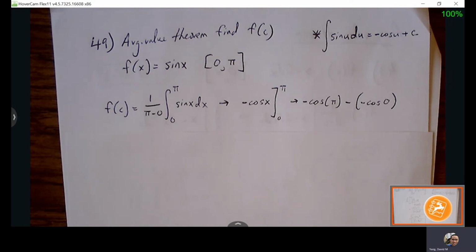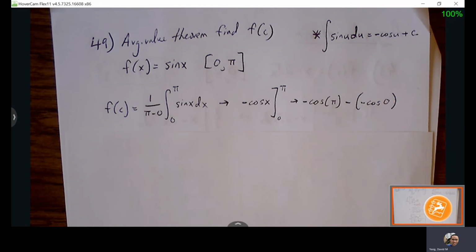Okay, here's the setup. Sine becomes negative cosine. Then you plug in the upper bound followed by the lower bound, right? You don't involve the 0 and pi into sine. You've got to take care of sine first before the pi and 0 get involved. What's cosine of pi? Negative 1, with a negative, makes a positive 1. So these two will cancel out to positive 1.